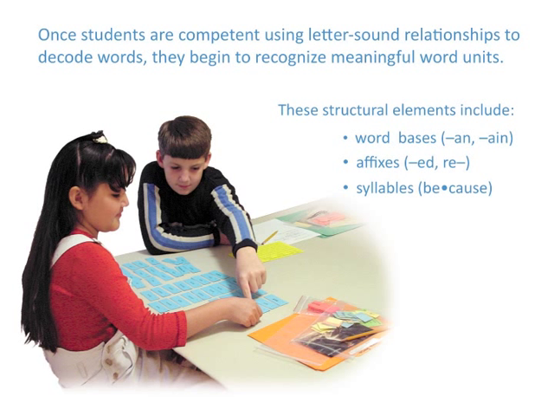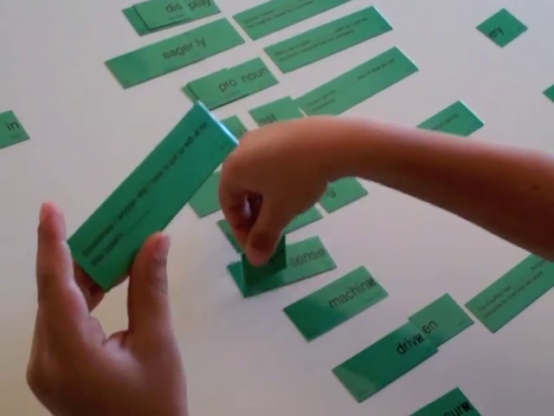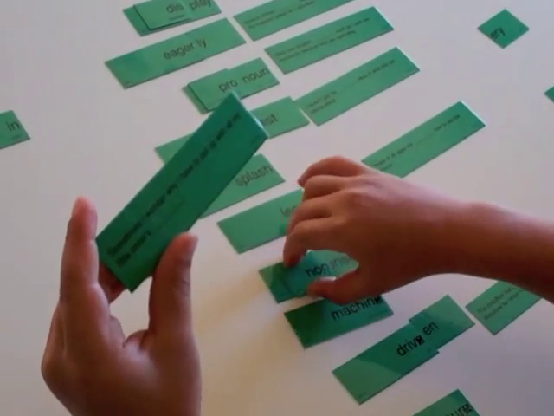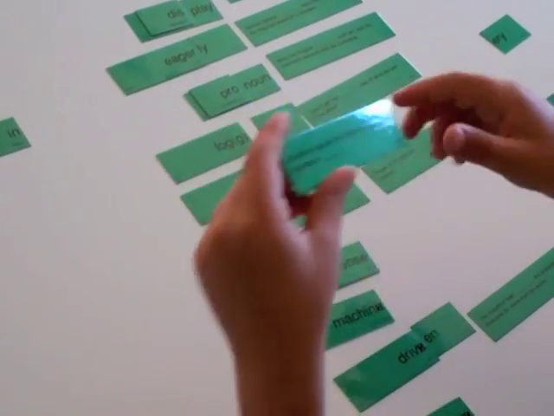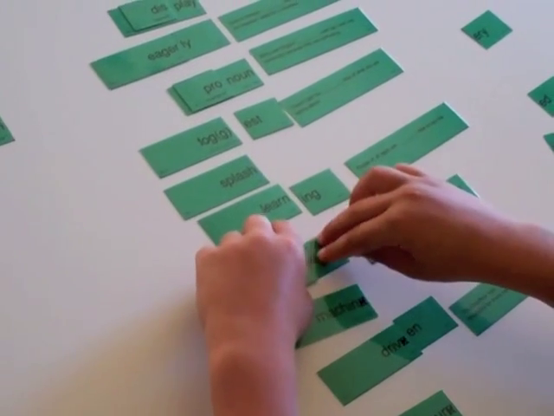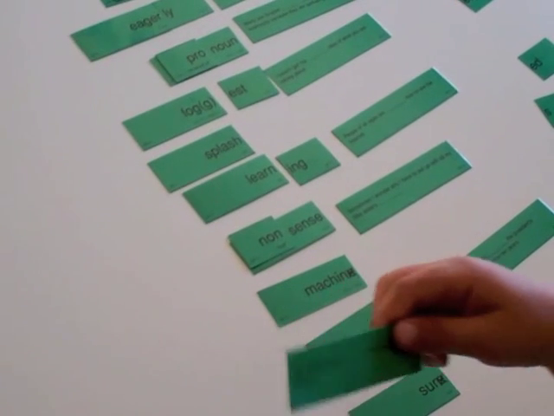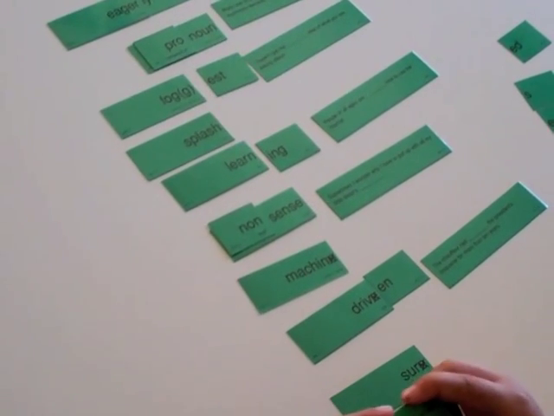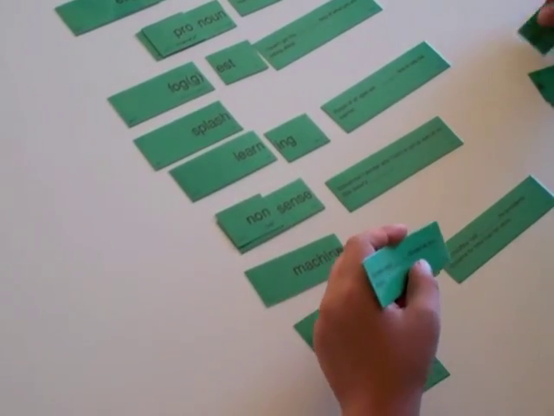Once students are competent at using letter-sound relationships to decode words, they begin to recognize meaningful units of words. Structural elements of words follow predictable patterns. Able readers deduce these patterns without giving them much thought. They perceive common roots and affixes, divide words rapidly, and decode accurately. On the other hand, struggling readers are not adept at recognizing or utilizing structural cues, so they need formal instruction.